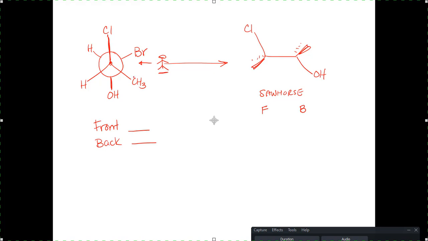Over here, what's to my left pointing at me? The methyl group. What is up pointing at me? The bromine. What is behind and down on the front carbon? The H. What is behind and up? The hydrogen. And so I can convert this Newman projection into a sawhorse, and now that I have it in the sawhorse projection, that's easy enough to do.